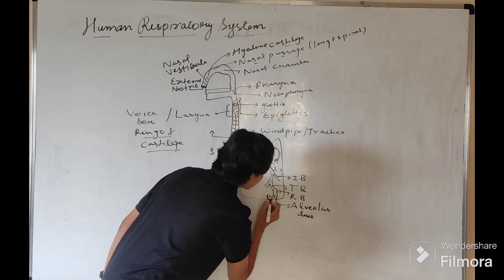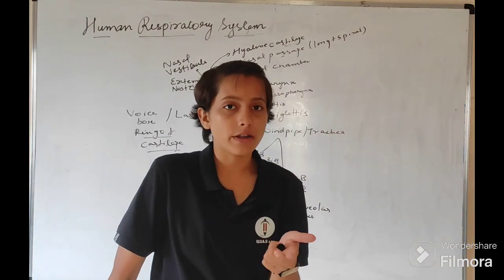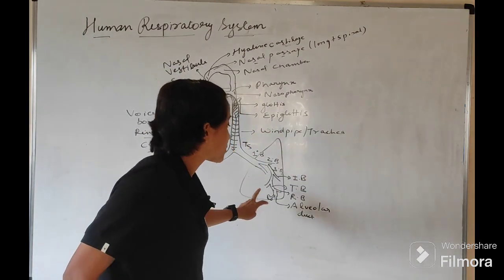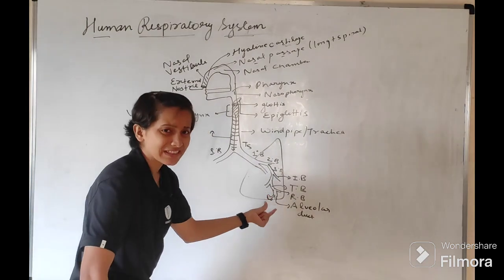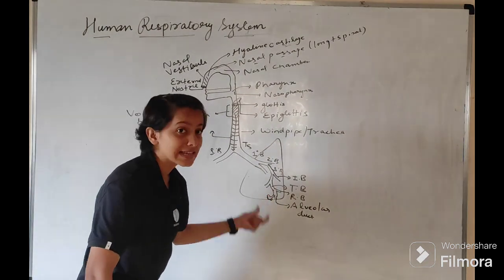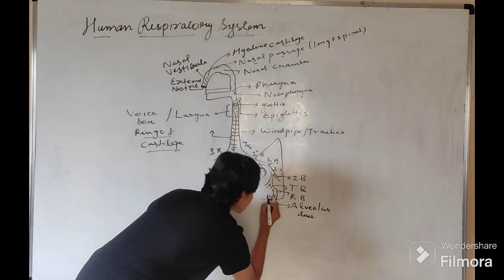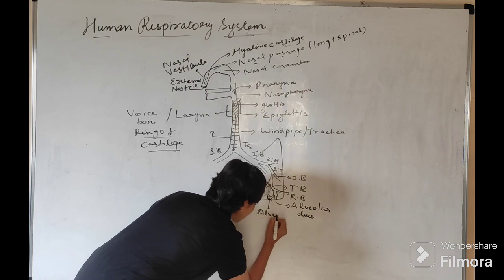And at the end, we will have a very thin-walled, vascularized, bag-like structure. Vascularized means it is formed of blood vessels. So this very thin-walled, vascularized, bag-like structure is known as our alveoli. Clear? So this is known as our alveoli.